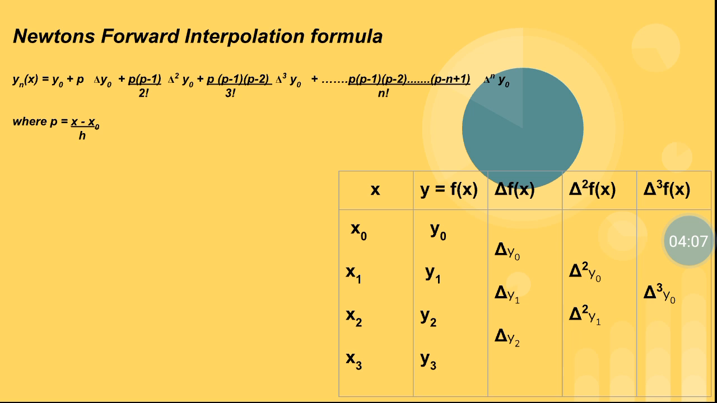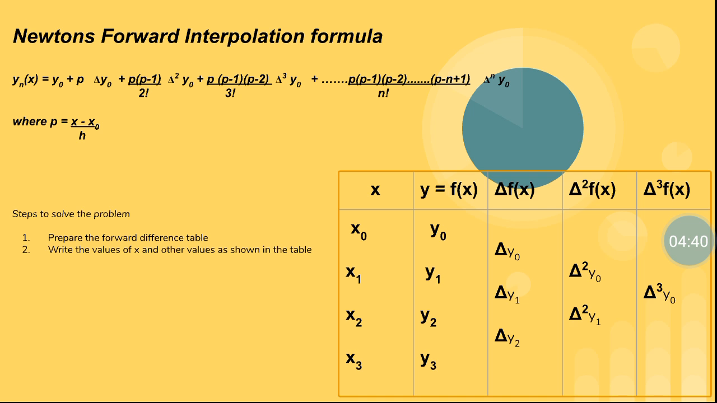x is the value for which you are finding y, which will be given to you in the question. h is the difference x1 minus x0, or x2 minus x1, or x3 minus x2; all these differences will be the same. So that will give you h. After finding h, you are supposed to find p, and hence all the values in the formula are available. You can substitute them.